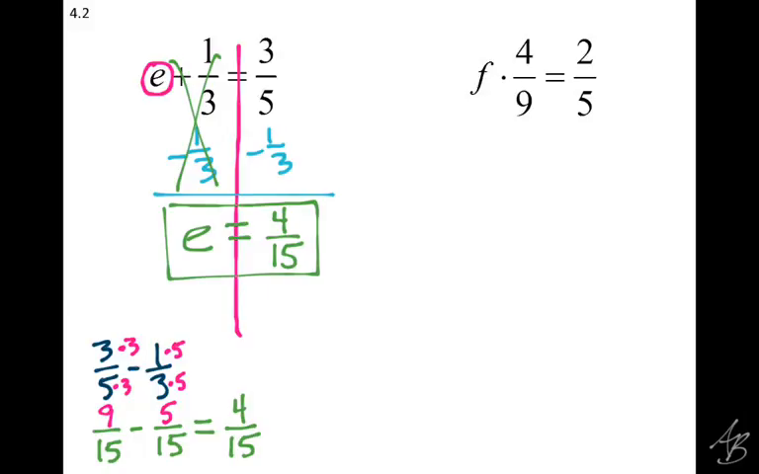Alright, last one, we want to get f by itself. So I'm going to circle that, I'm going to draw my line of equality. And what do I need to do to get rid of that 4/9? Divide. So we have multiplication here, right? So the opposite of multiplication is division. So we're going to divide. So I'm going to show that by just writing over, write it over 4/9. So we're dividing by 4/9. And remember, we need to do that on both sides.